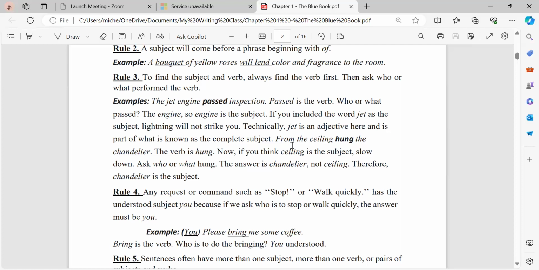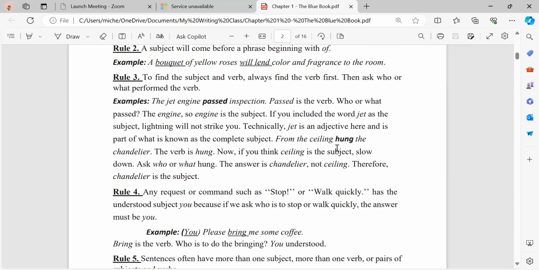Okay, next sentence. From the ceiling hung the chandelier. "Hung" is the verb in the sentence. Now, if you think "ceiling" is the subject, we have to ask again who or what was hung. The answer is chandelier, not ceiling. Therefore, chandelier is the subject. So the subject doesn't always have to be at the front of the sentence, like in the previous examples such as "this bouquet". It could be at the back of the sentence. That is why it is safer to identify the verb first rather than the subject.